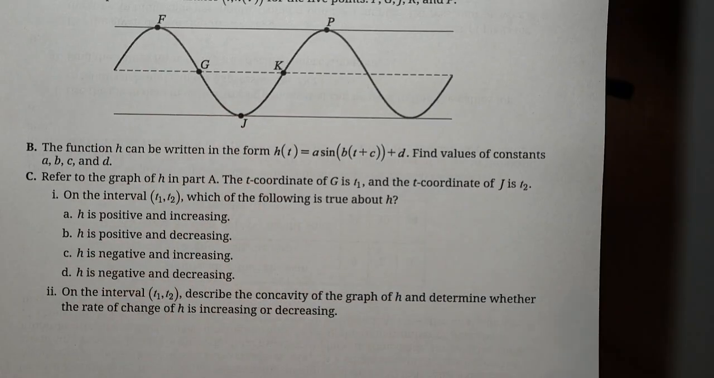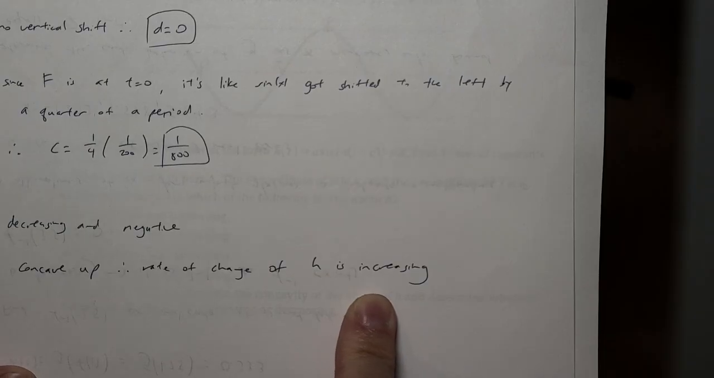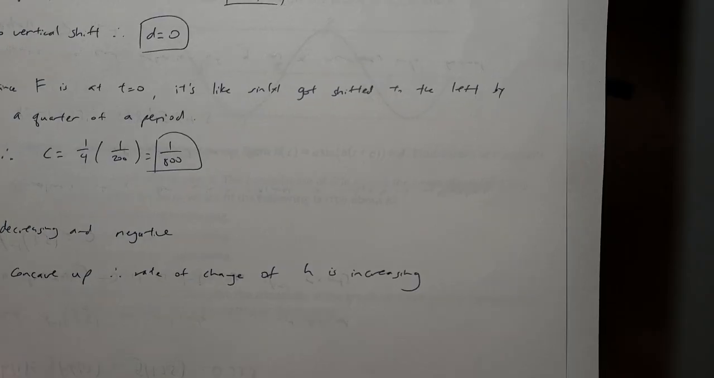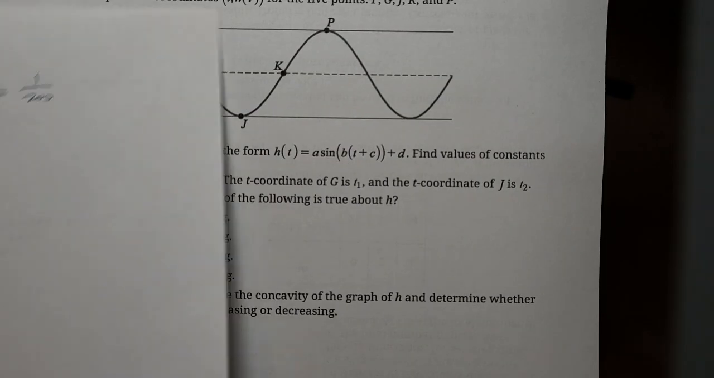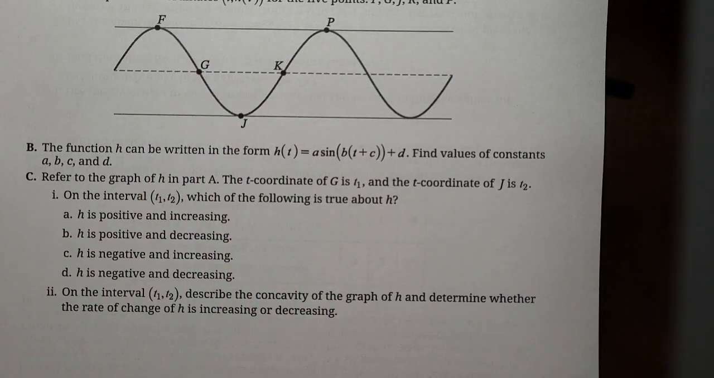So what does it mean when it's concave up? What happens to the rate of change? It's increasing. That's what concave up is. And if you know calculus terms, concave up means the second derivative is positive. So the rate of change of H is increasing. H itself is decreasing, but the rate of change of H is increasing. Don't get confused by that.